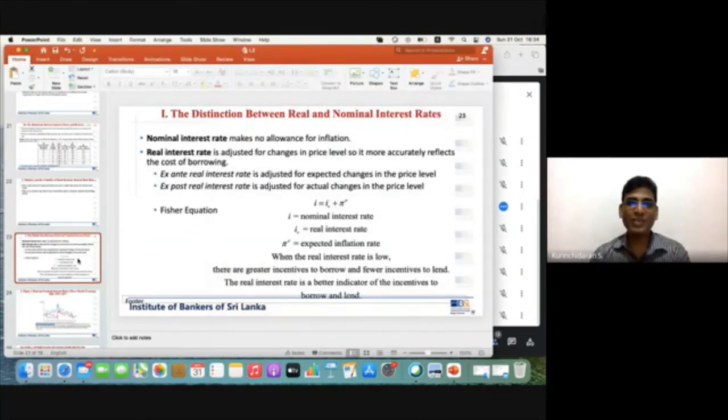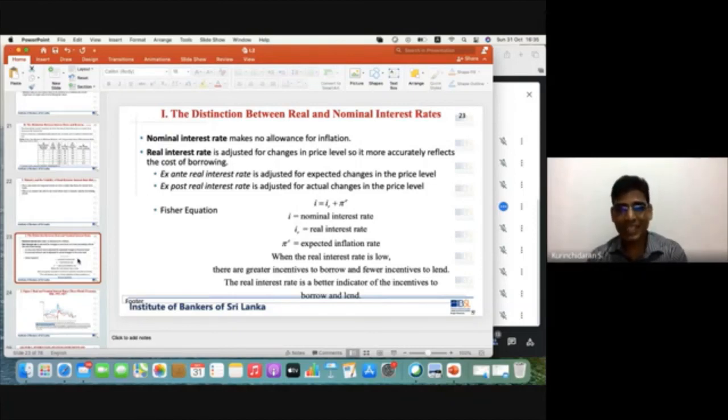So the distinction between real and nominal interest rates: the nominal interest rate makes no allowance for inflation. So if it is a 5% deposit rate, it's 5%. But the real interest rate, when you calculate it, you take the nominal interest rate and deduct the expected inflation. Right? What is the inflation? Expected. That means future inflation. This equation is called the Fisher equation, because it was introduced by Irving Fisher.